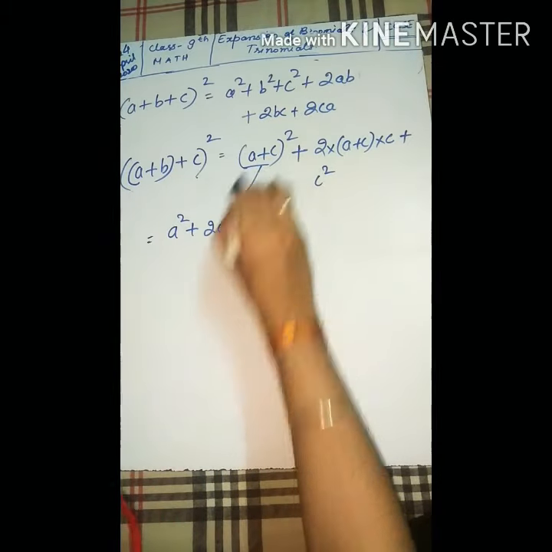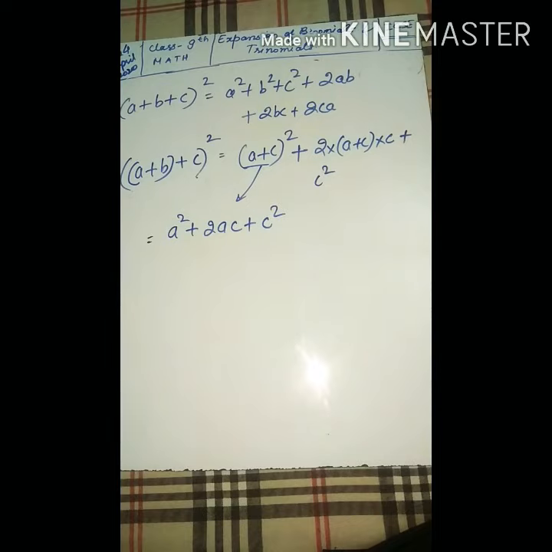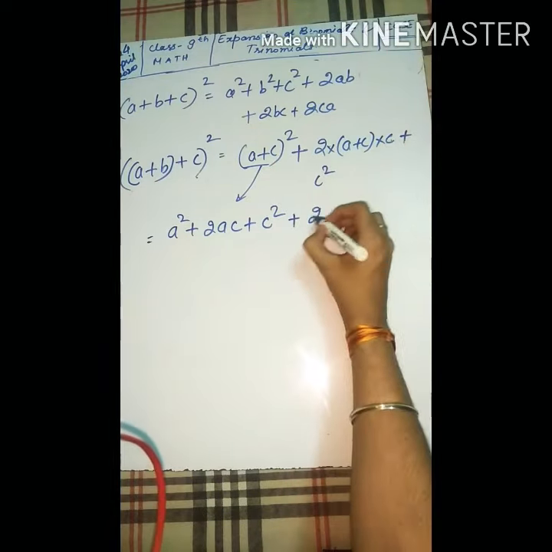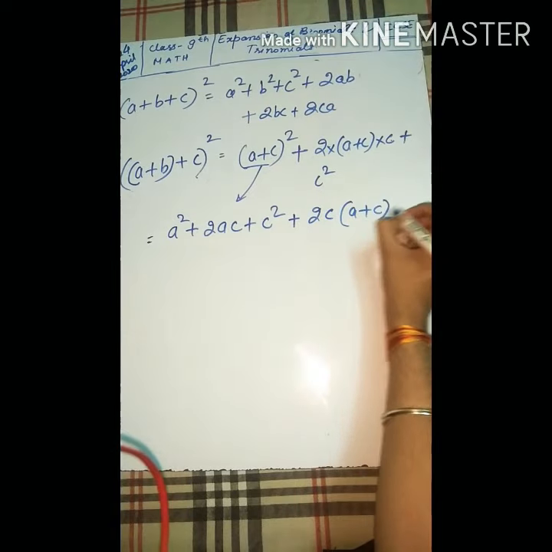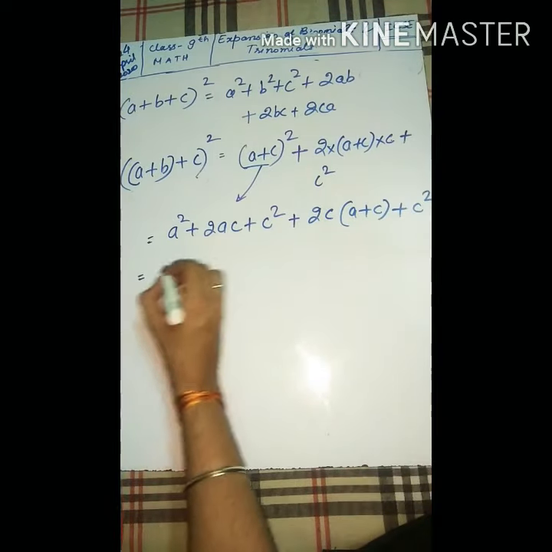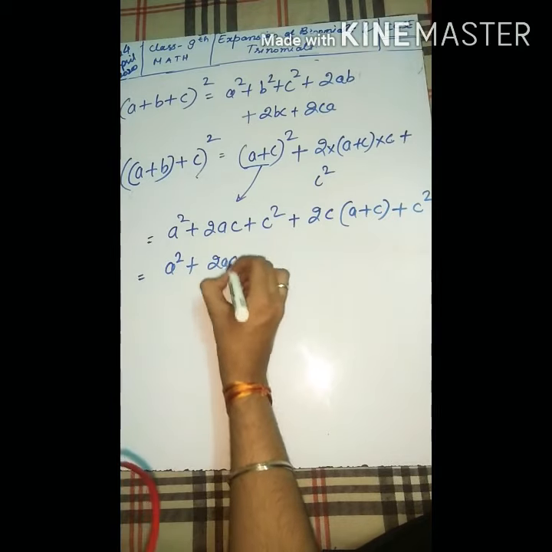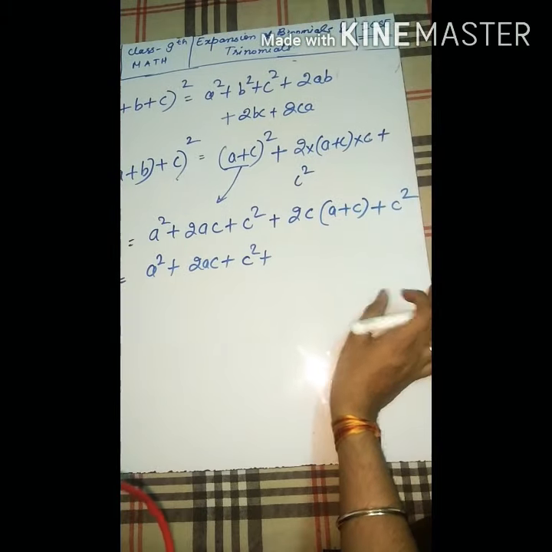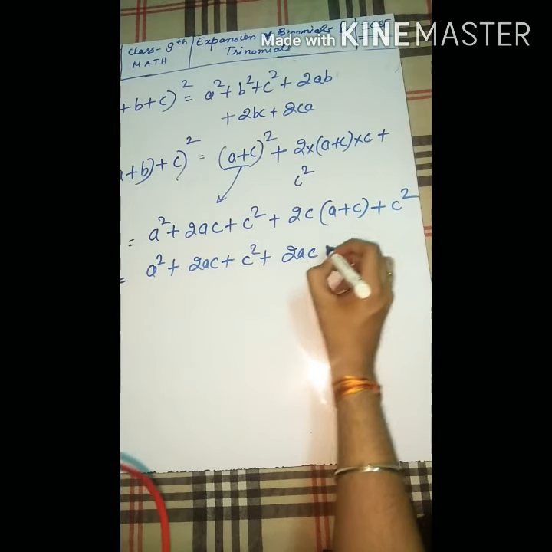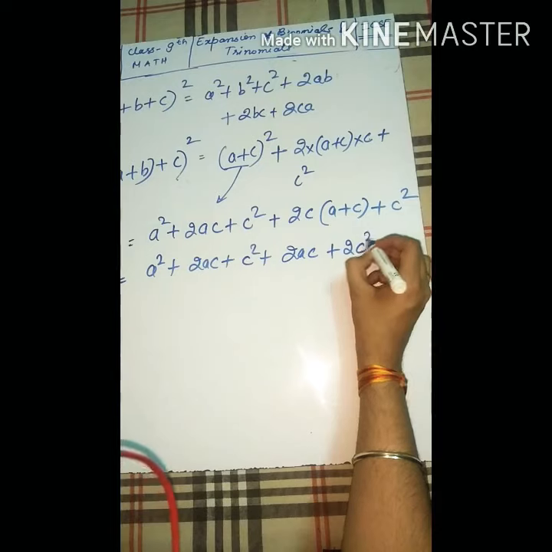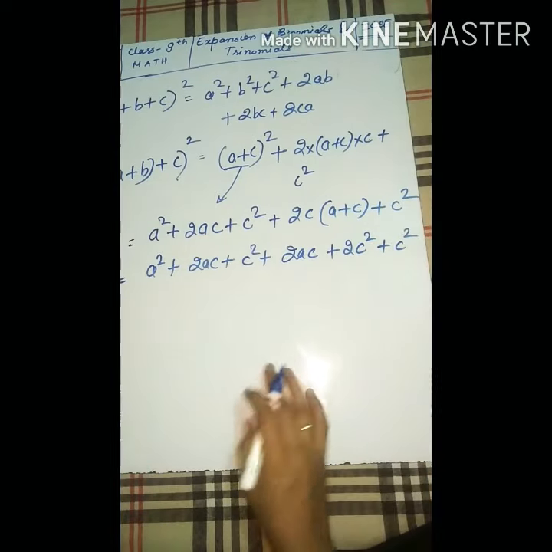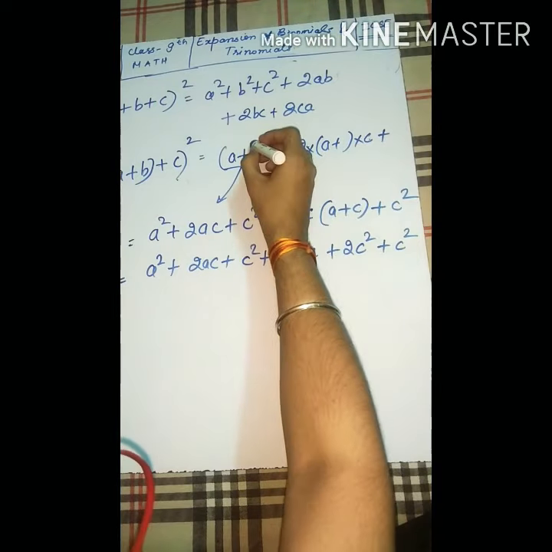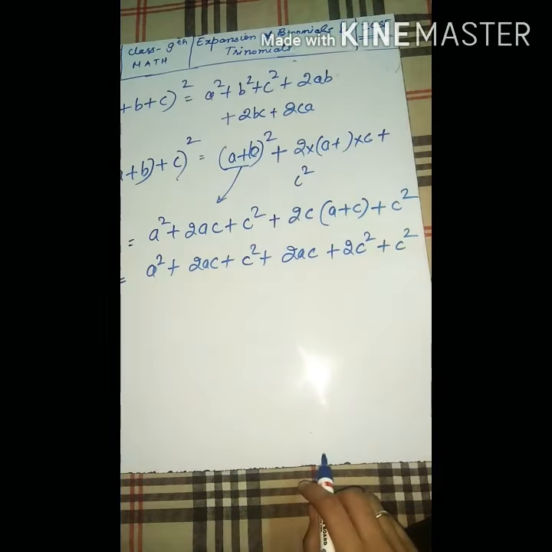Now are you getting this one? That (a plus c) whole square gives a square plus 2ac plus c square, plus this is 2c bracket a plus c, plus c square. Now a square plus 2ac plus c square. Now you multiply 2c inside. So on multiplying 2c inside, it will give us 2ac plus 2c square plus, sorry, this is b.